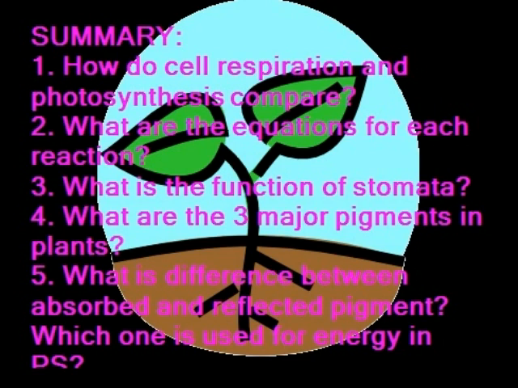So the questions are, number 1, how do cell respiration and photosynthesis compare? Question number 2, what are the equations for each reaction? Make sure you include everything in those equations. 3, what is the function of stomata? 4, what are the 3 major pigments in plants? 5, what is the difference between an absorbed and reflected pigment? Along with that question, which one is used for energy in photosynthesis? So make sure before you go on to the next video that you know the answers to the questions in your head.